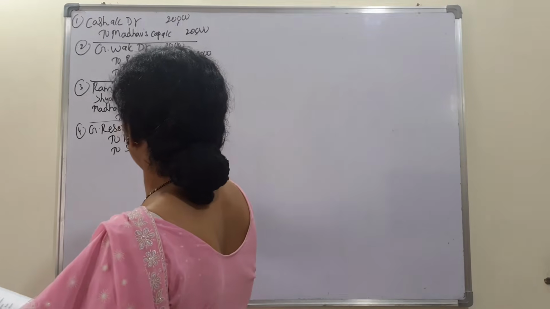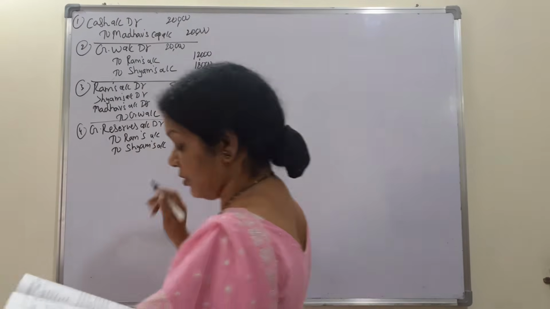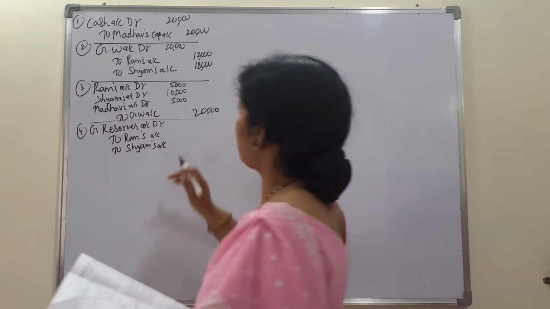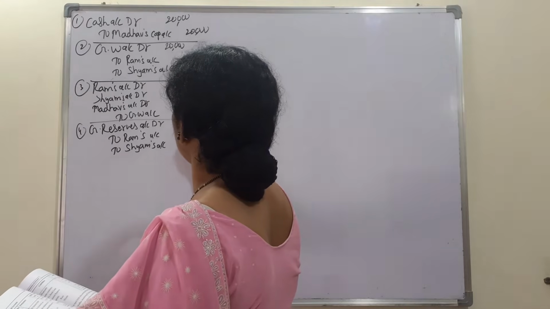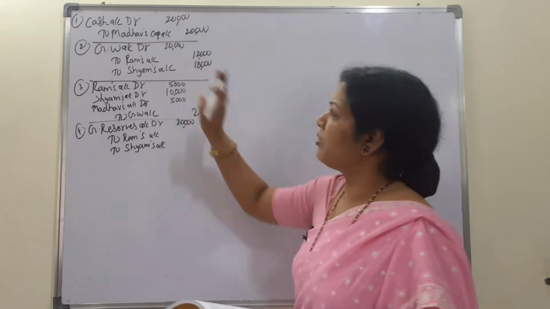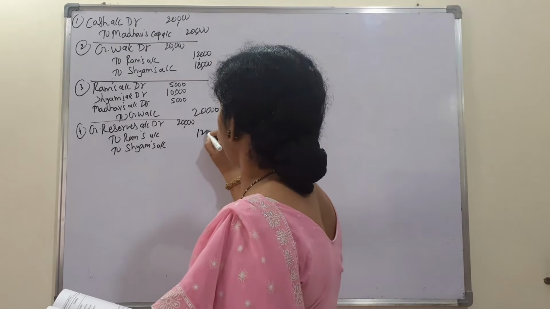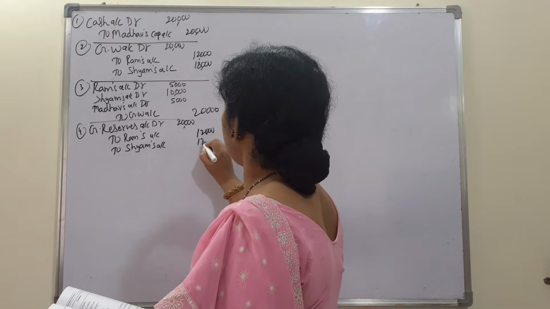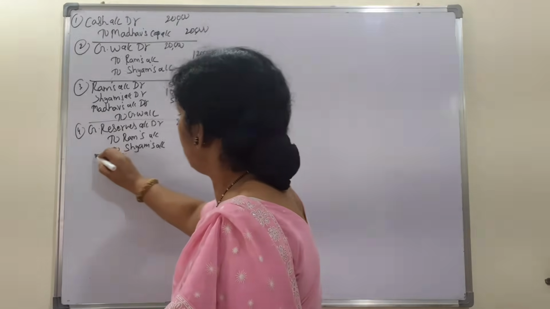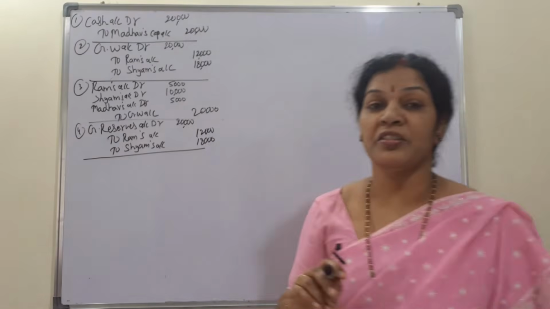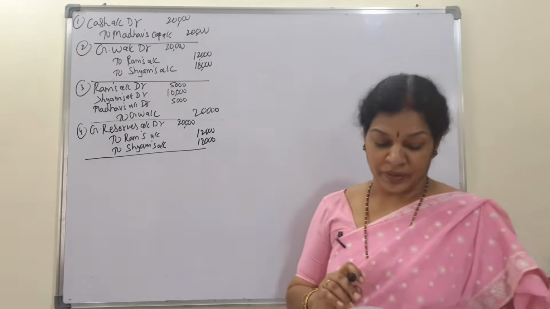Ram's account and Shyam's account. General reserve is here 20,000. Goodwill also same 20,000. If you calculate it, you will be getting 12,000 and 8,000 only. Being general reserve transferred to old partners.